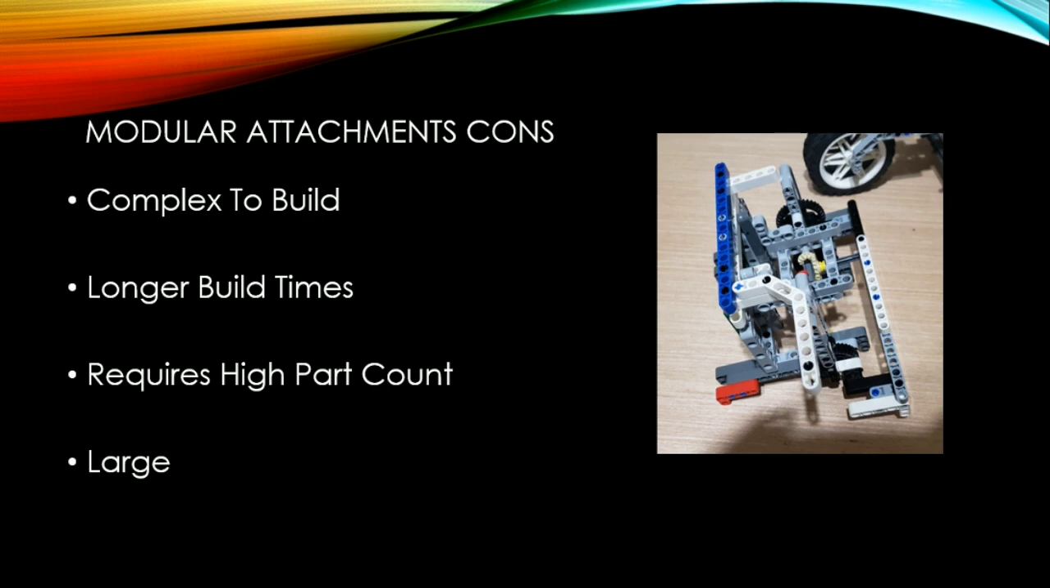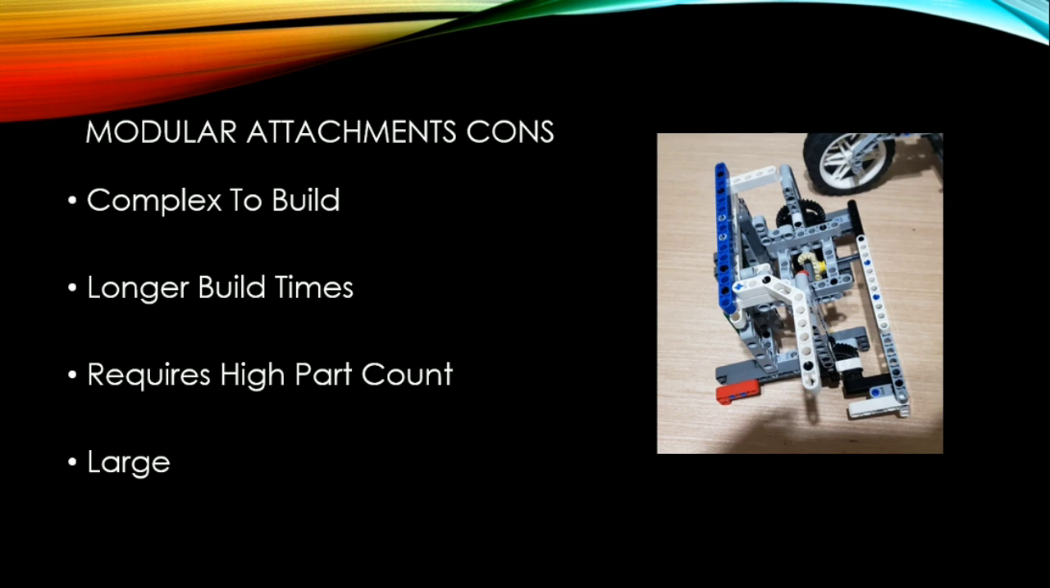The last con is that the modular attachments are very large, typically. They can be small, but a lot of times when teams build the modules, they tend to be fairly large. And if they're not really large, they're still sticking out of the side or the front of the robot, and they're kind of inconvenient because they make your robot bigger. Like I said, for every attachment you need a module, and adding a module adds a bunch more parts to every attachment, making your robot's overall size bigger.